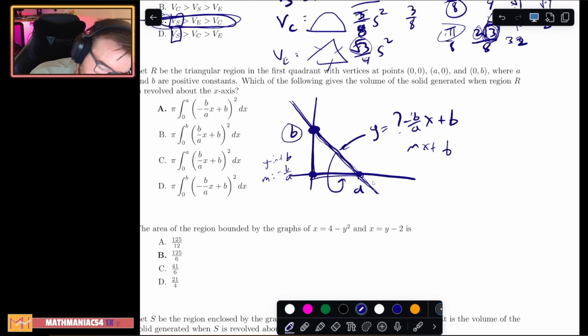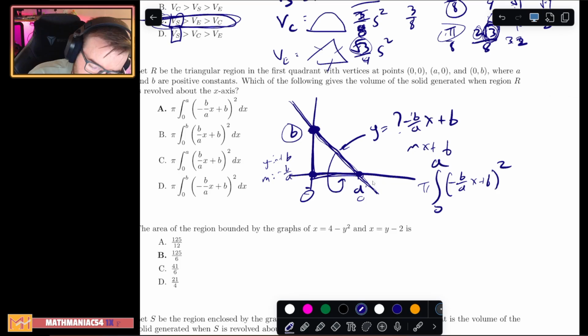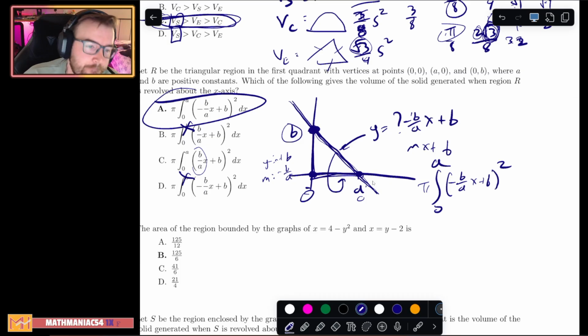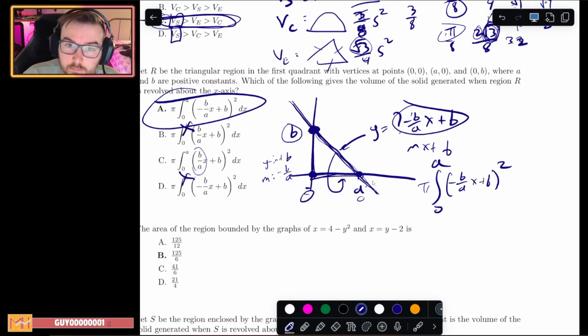So now we just need to do top minus bottom, except the bottom is the x-axis, so minus 0, minus nothing. And then squared as we revolve it around. What are the bounds? From left to right, 0 to a. So this is a b, wrong, we don't want that. 0 to a, this doesn't have the negative slope, so a it is. I like that question, not too bad. I think the toughest part is just coming up with the line, but slope-intercept form, not too crazy.